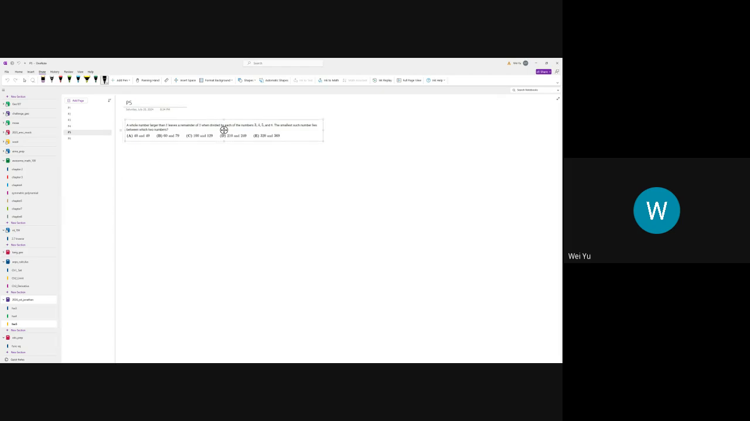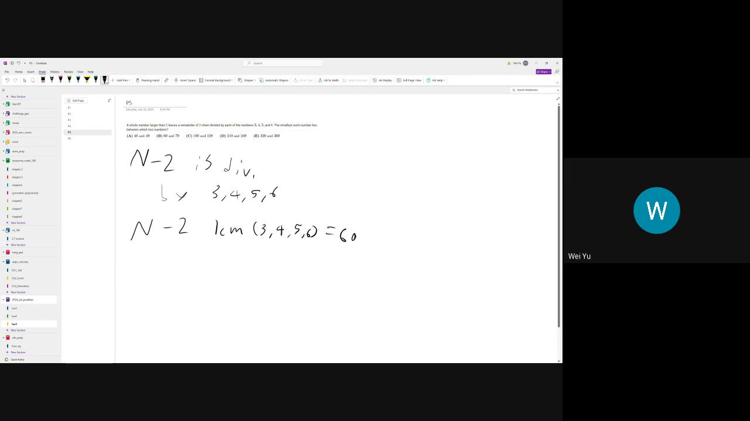A whole number larger than 2 leaves a remainder of 2 when divided by each of 3, 4, 5, and 6. The smallest such number lies in which of these ranges? Suppose this number is n. If it leaves a remainder of 2 when divided by these, then n minus 2 is divisible by 3, 4, 5, and 6. So n minus 2 is going to be the LCM of 3, 4, 5, 6, which is equal to 60. So n is going to be equal to 62, which is from 60 to 79.